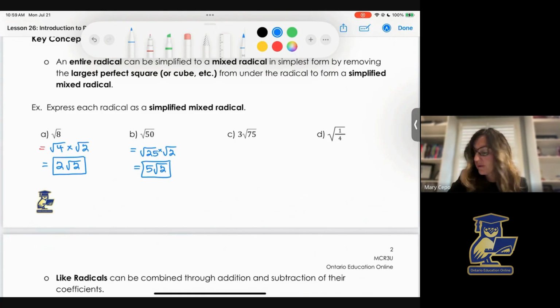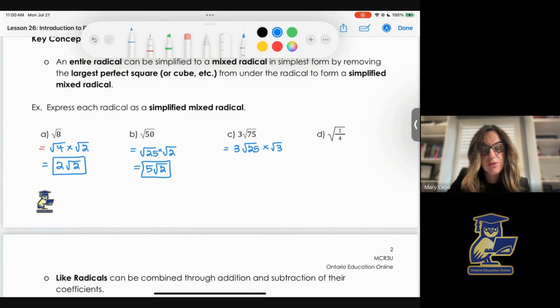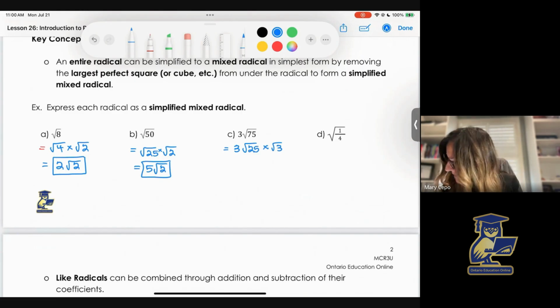Okay. So sometimes we're already starting with a mixed radical. So we're going to take 3√75. We know that would be √25 times √3. Notice we're just expressing it as a product using the product rule of radicals so that we can fully simplify, because we know the square root of 25 is 5. So this becomes 3 times 5 times √3. Well, 3 times 5 is 15.